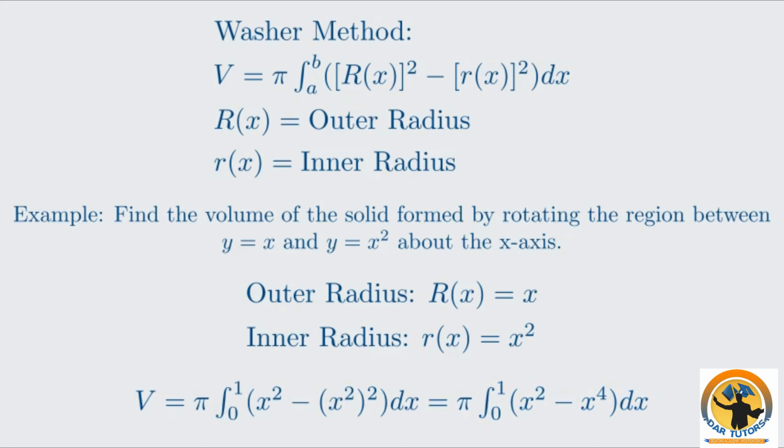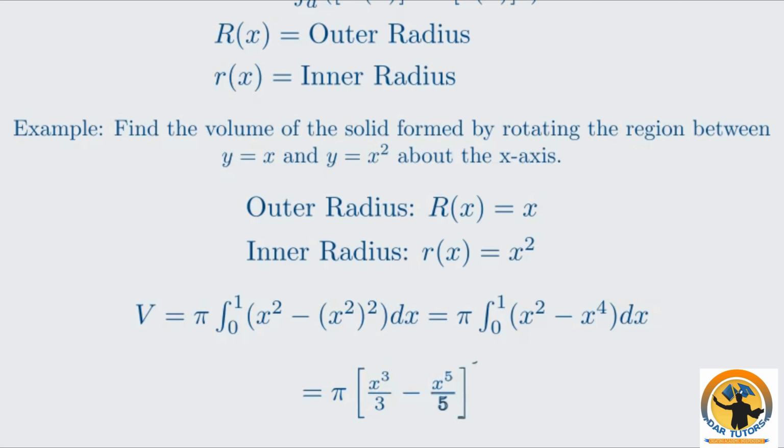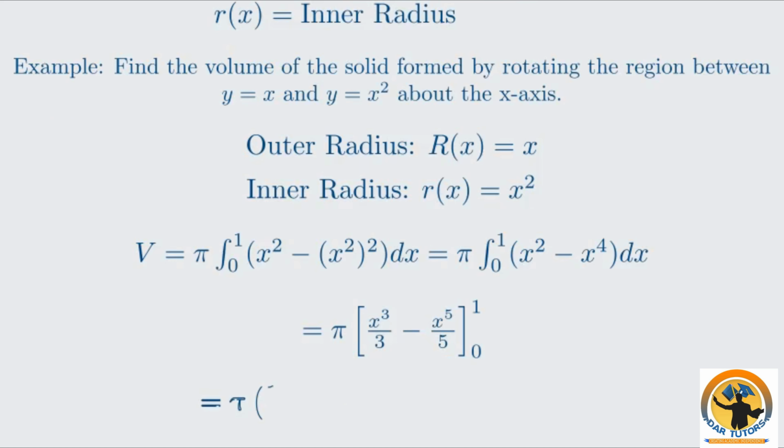Finally, we evaluate the integral. The antiderivative is x cubed over 3 minus x to the 5th over 5. Evaluating from 0 to 1 gives pi times 1/3 minus 1/5. This simplifies to 2 pi over 15. The volume of the solid is 2 pi over 15 cubic units.